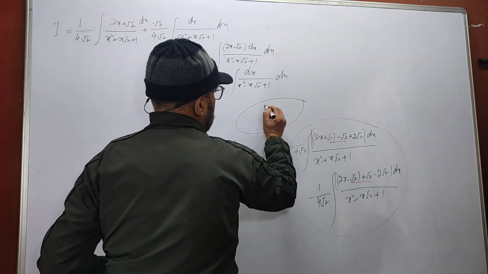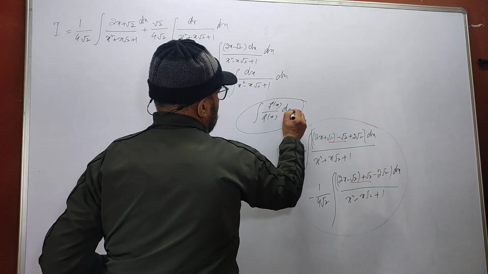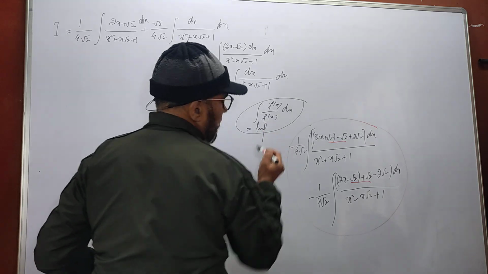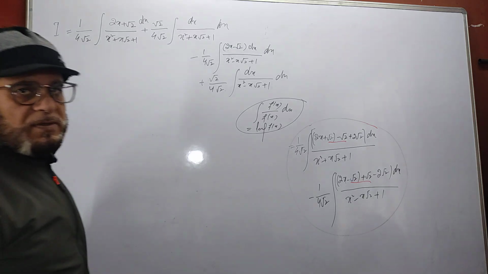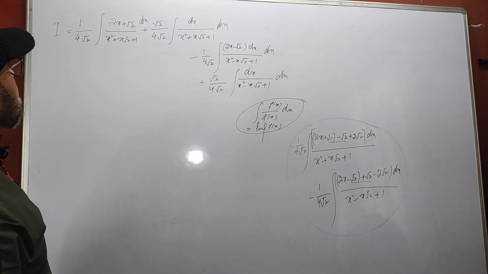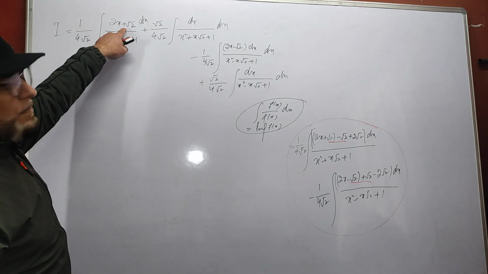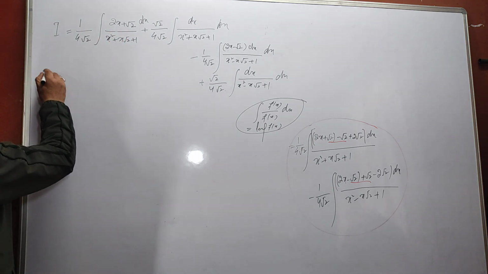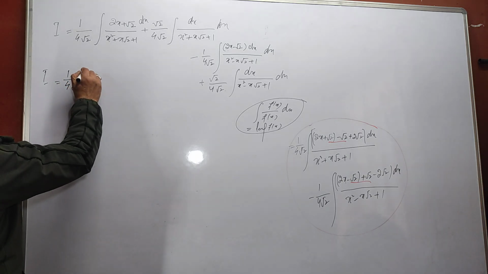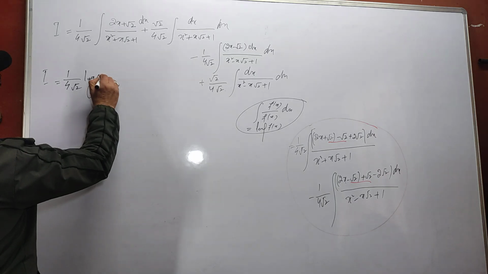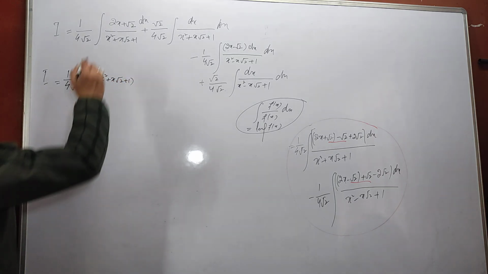Now, I will be using this fact: the integral of f'(x) by f(x) dx is the natural logarithm ln of f(x). Of course, plus c also, the constant of integration, we don't mention it here. No need. This is your f' by f(x). When we differentiate this, it is 2x + √2. So now I = 1 upon 4√2 log of the denominator, that is x² + x√2 + 1. It is this.